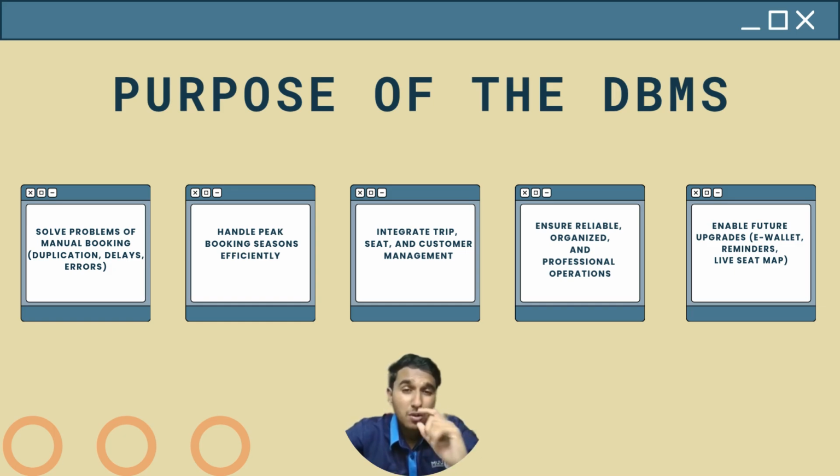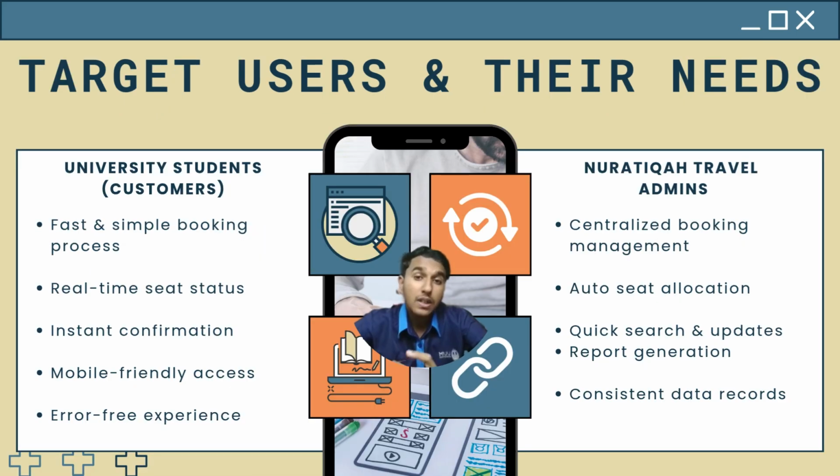The main purpose of this system is to fix the problems caused by manual processes, like duplication and slow updates, especially during peak times. By integrating customer, trip, and seat information into one safe platform, this system will reduce errors and boost management efficiency. Our system is designed for two main user groups, which are students and admin staff.